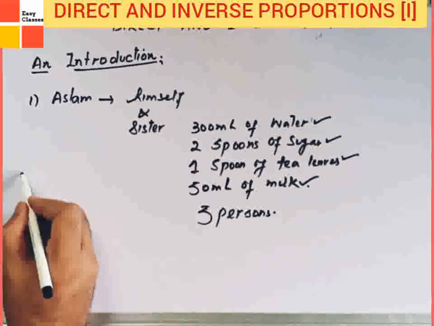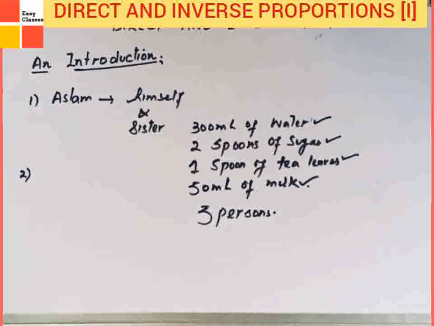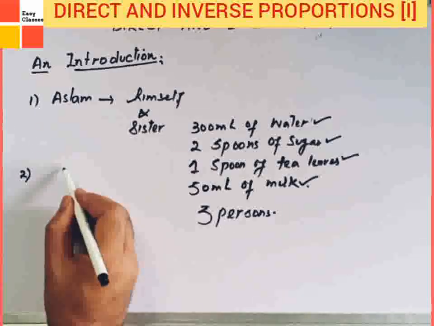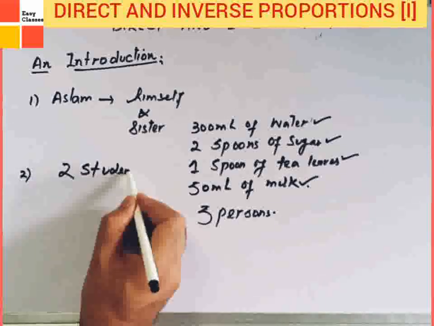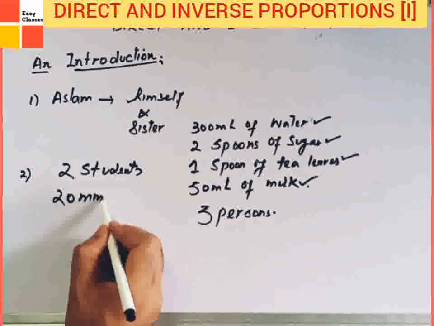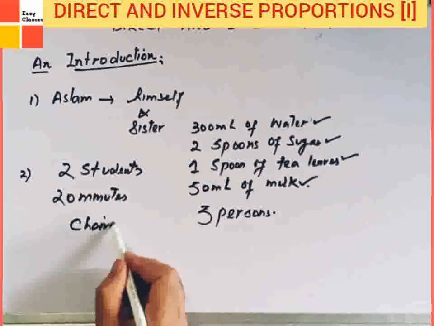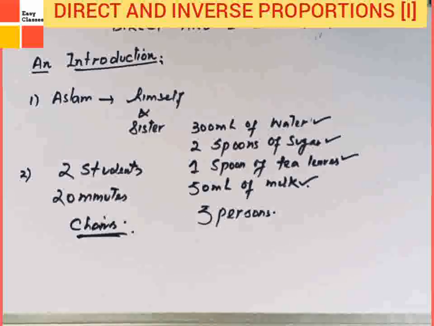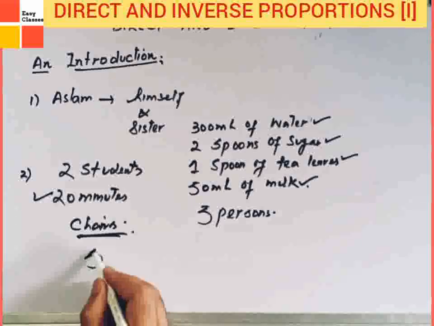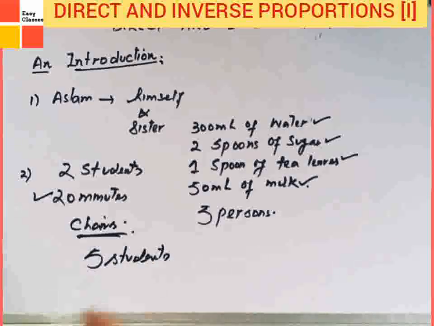Let's take another example. Second example: if two students take 20 minutes to arrange chairs for an assembly, then tell me how much time would 5 students take to do the same job? In order to find the answer, we need to have a clear-cut concept of direct and inverse proportions.